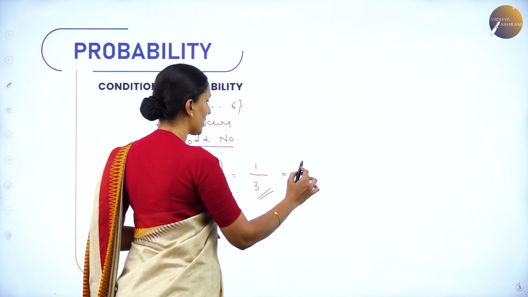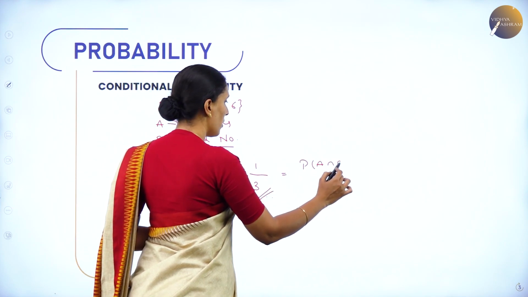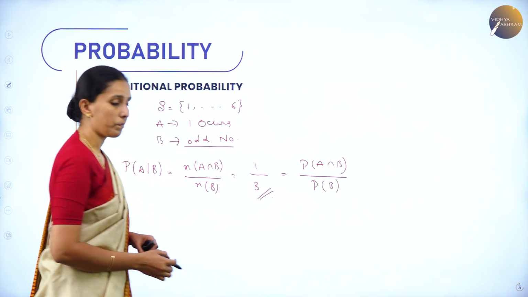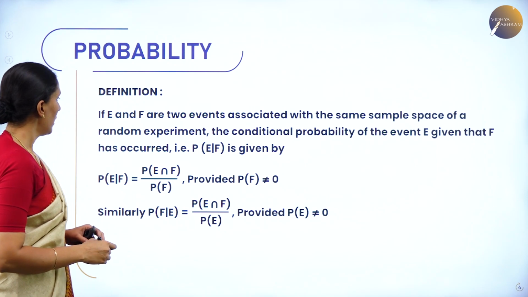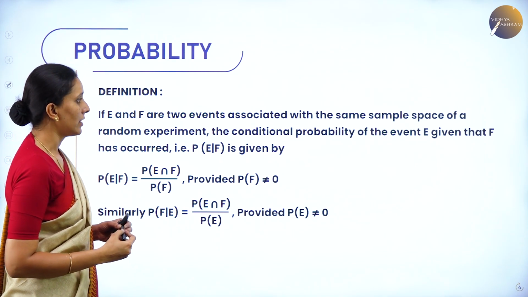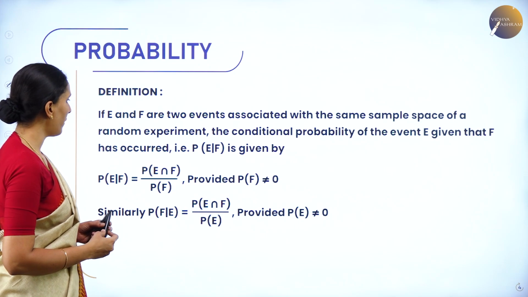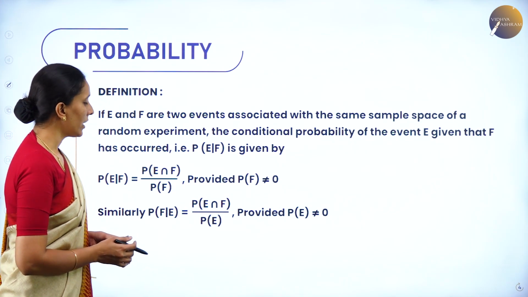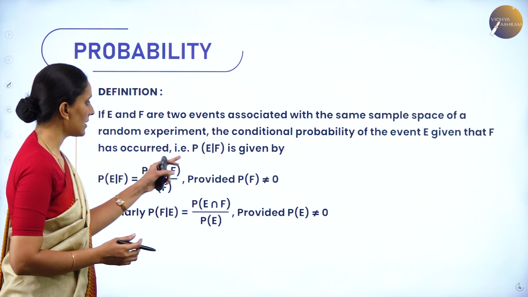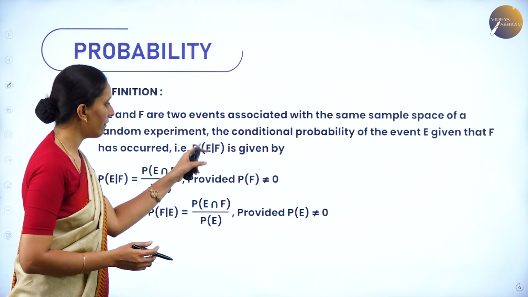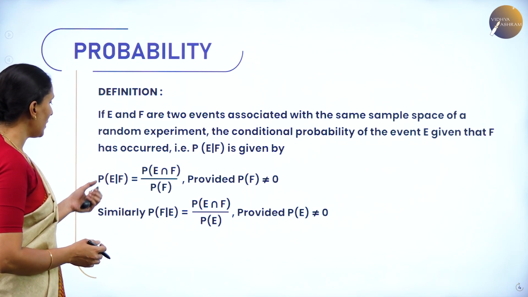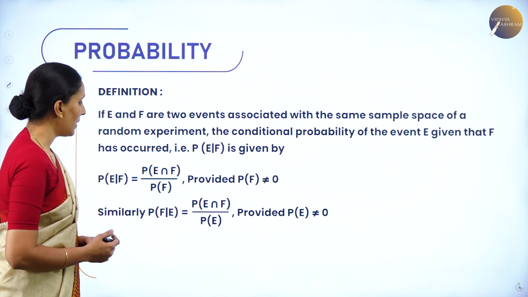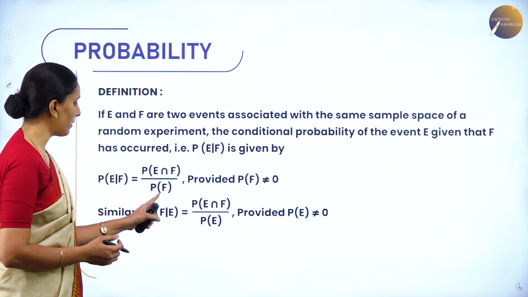The same thing, when we express it in terms of probability, we can write as probability of A intersection B over P of B. So now we have the actual definition here. If E and F are two events associated with the sample space of a random experiment, the conditional probability of the event E given that F has occurred, that is P of E given F, is equal to probability of E intersection F divided by P of F.